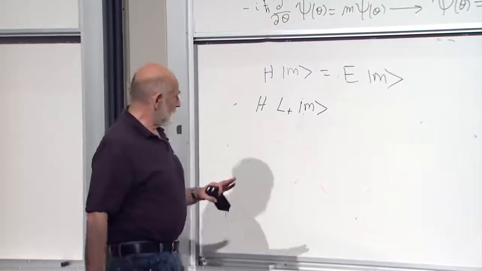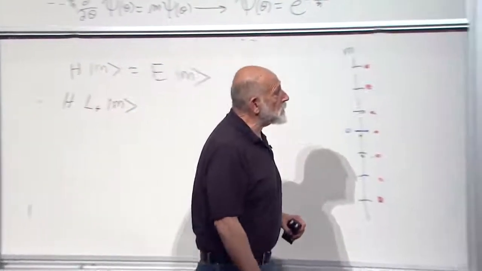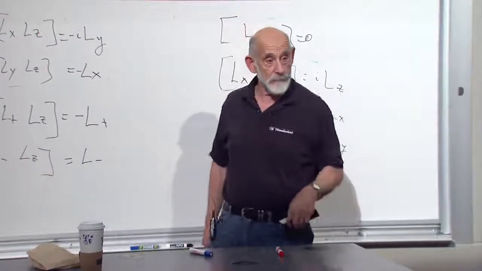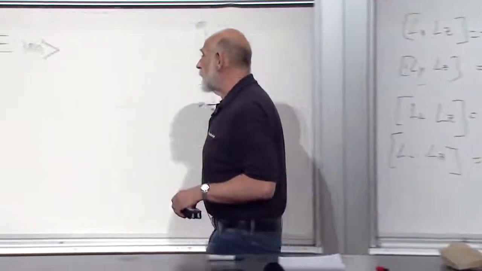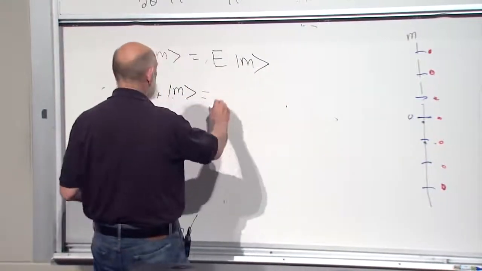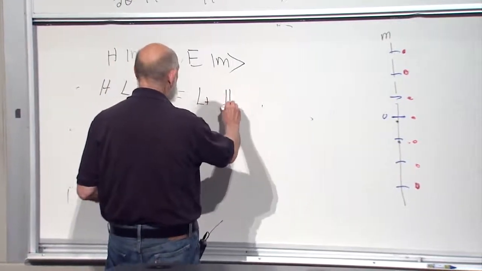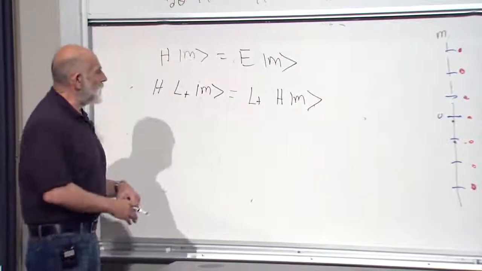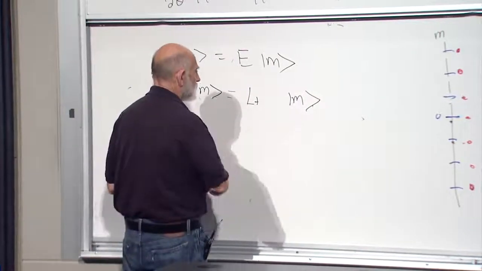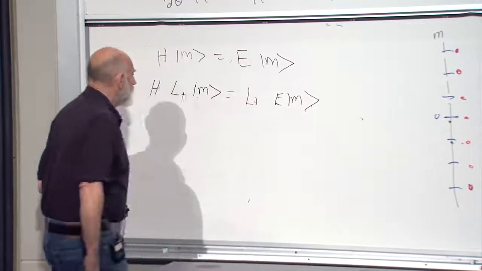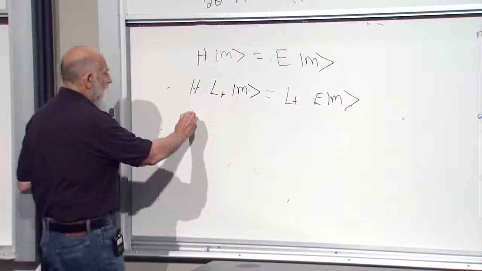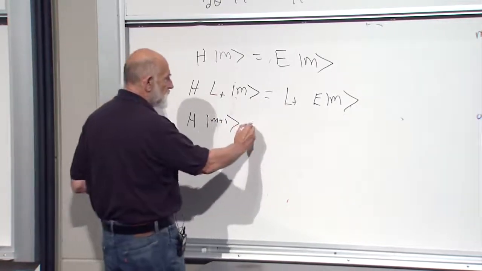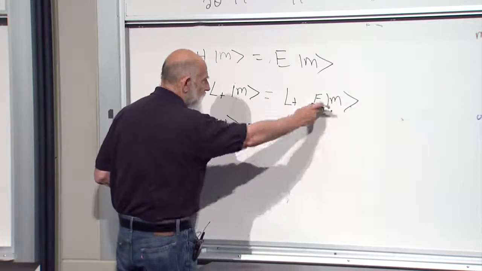But it's assumed that the Hamiltonian commutes with all the components of the angular momentum. So that means we can write that this is the same as L_plus H times |m⟩. But H times |m⟩ is just E times |m⟩. What does this equation say? It says H on |m+1⟩, that's L_plus on |m⟩, is equal to E times |m+1⟩.